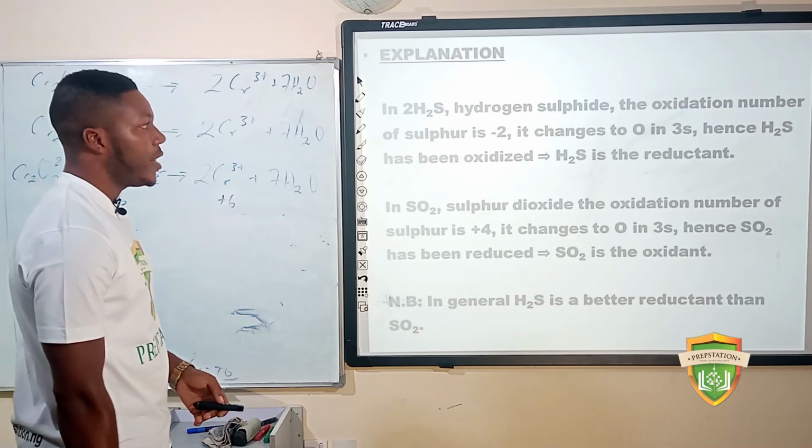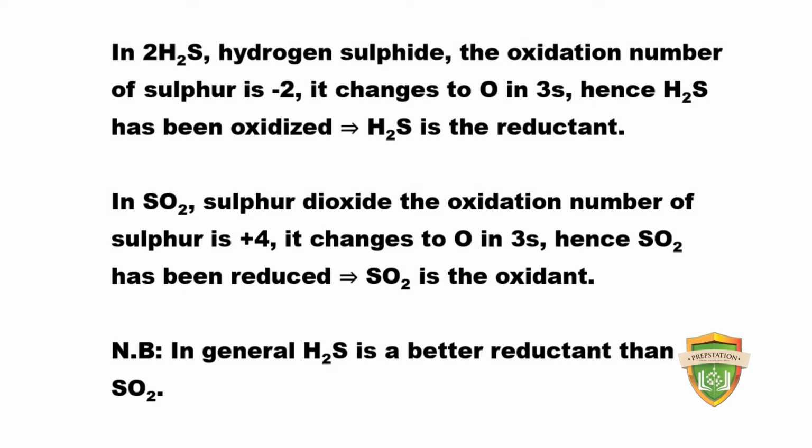Let's look for explanation. Now, in H2S, hydrogen sulfide, sulfur is -2. So when it now changes to S, don't forget, S here is a neutral element with a 0 charge. So from -2 to 0 is oxidation, loss of electron. In this case, H2S acts as a reductant.